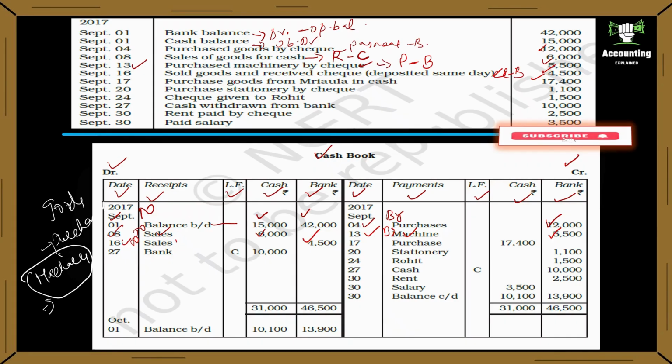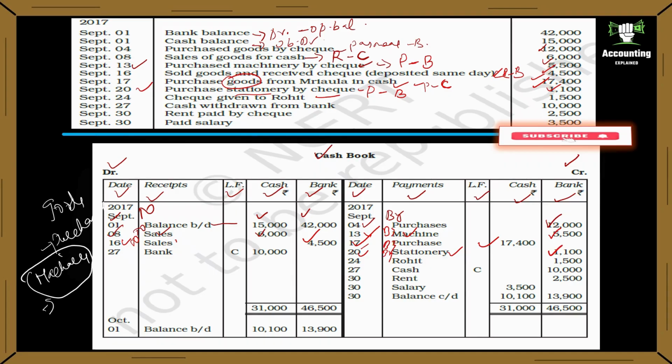Next one, on September 17th, purchase goods from Mridula in cash 17,400. So this will come on the payment side under the cash column. Purchased goods means it will be taken to purchases account. So by purchases under the payment side 17,400 on 17th September. On 20th September, purchase stationery by check. So here purchase stationery, take it to the payment side under the bank column. Since it is by check, you are taking it to the bank column. Stationery, you can open an account called stationery. September 20 by stationery, under the bank column, it is 1,100.